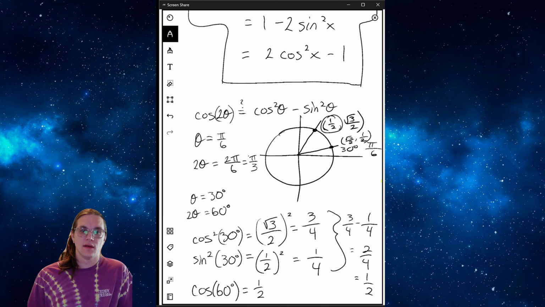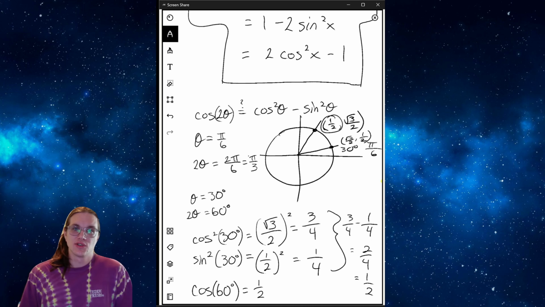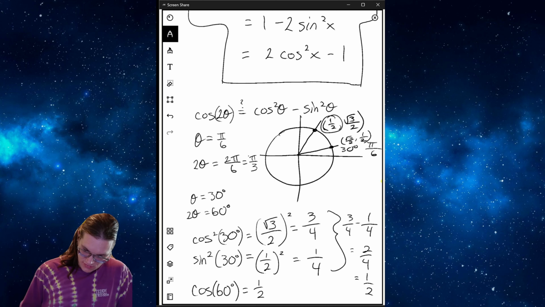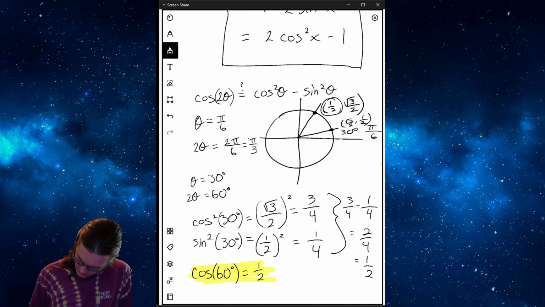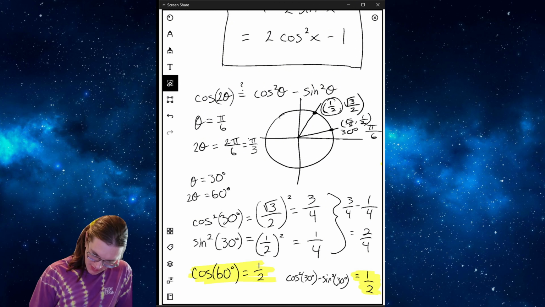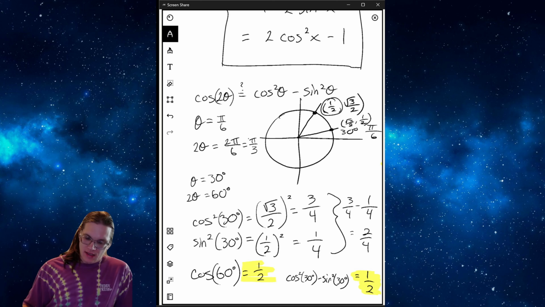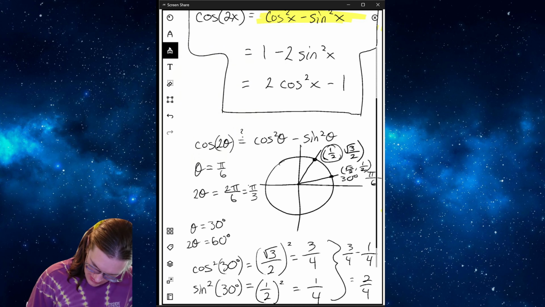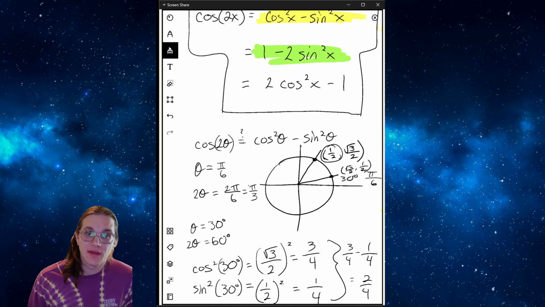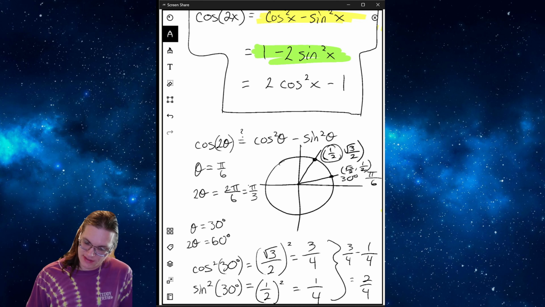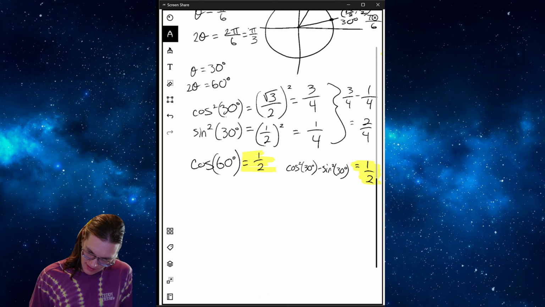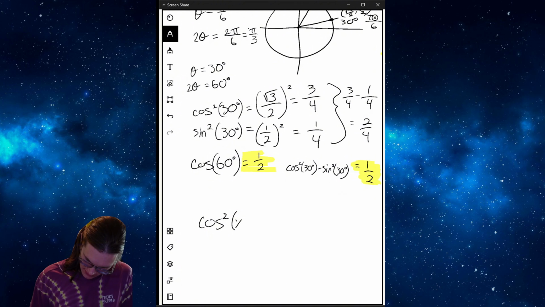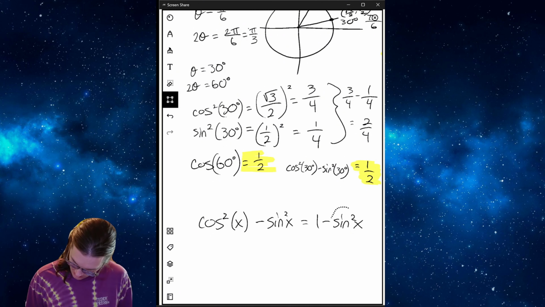So that's, I guess you could say, the geometric way of proving it, the unit circle way of proving this first part, right? This is equal to this. Those are both equal to 1/2. All right. And then from that answer, I would like to show this: 1 minus 2 sine squared x. Is that the same as cosine squared of x minus sine squared of x?